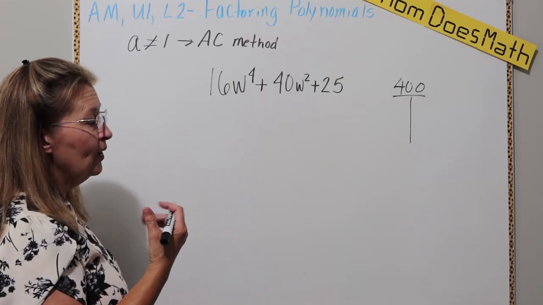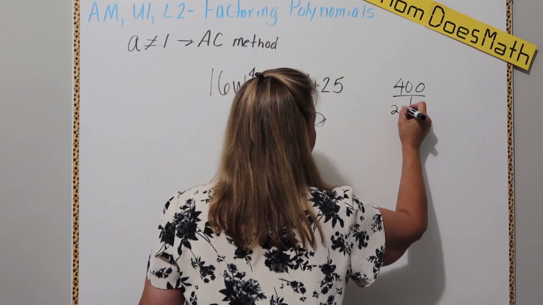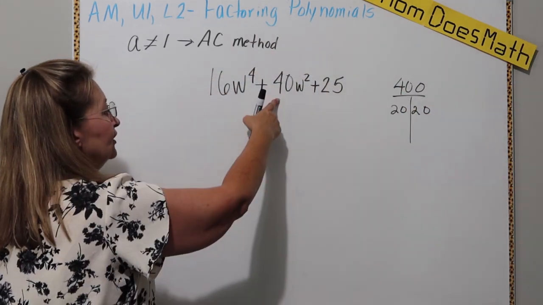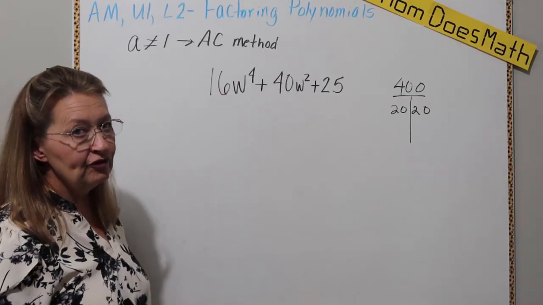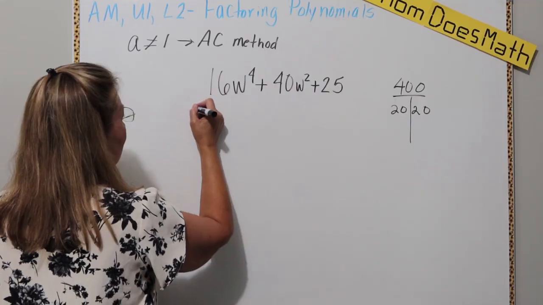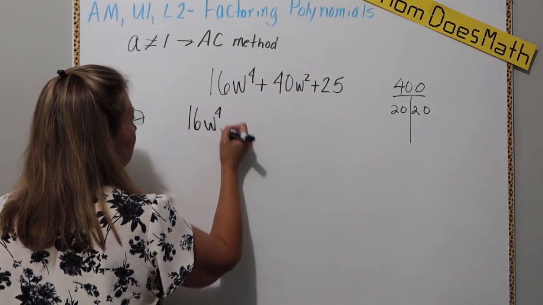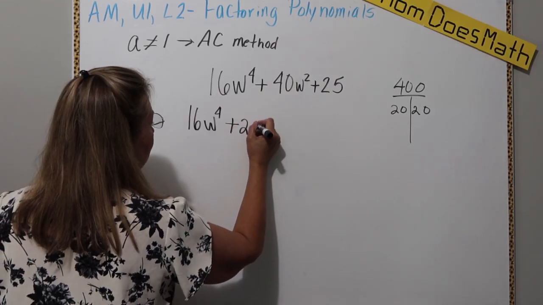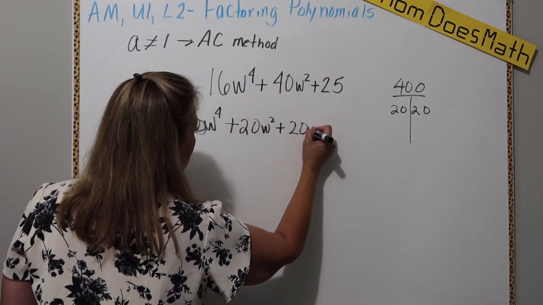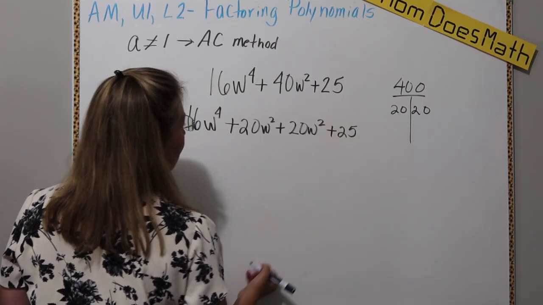Now, sometimes you just have to power your way through it and make the whole chart, but it came to me pretty quickly that, hey, 20 times 20 equals 400, and 20 plus 20 equals 40. So, I got lucky. I thought of it right off the bat. So, let's go ahead and come over here. I've got 16w to the 4, plus 20w squared plus 20w squared plus 25.